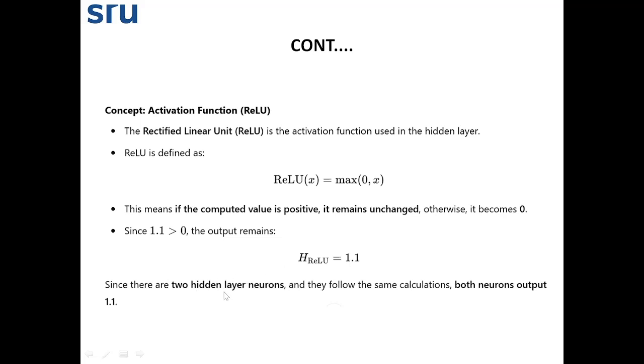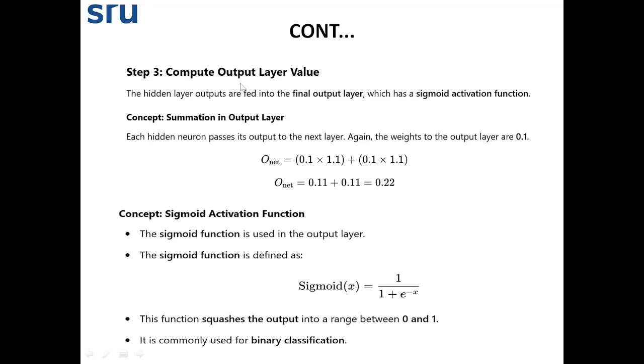Here there are two hidden layer neurons. They follow the same calculation, both neurons output 1.1. Compute the output layer value. The hidden layer outputs are fed into the final output layer, which has a sigmoid activation function. O-net here is 1.1 into 1.1 plus 0.1 into 1.1. So O-net here we are getting 0.22.